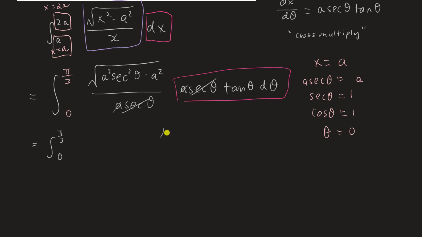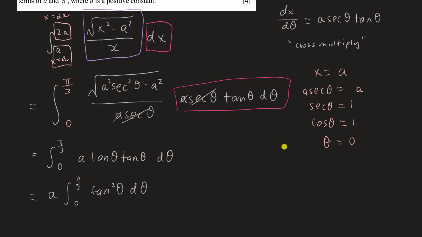So when you square root it, you just get a tangent theta. And then here you have another tangent theta, d theta. No more denominator, so this is just like that. Next step, we pull out the a, and we are left with just the integral from 0 to pi over 3 of tangent squared theta d theta. At this point, we have turned something that looks pretty unfriendly into simply a trigonometry. We now have to integrate tangent squared theta.